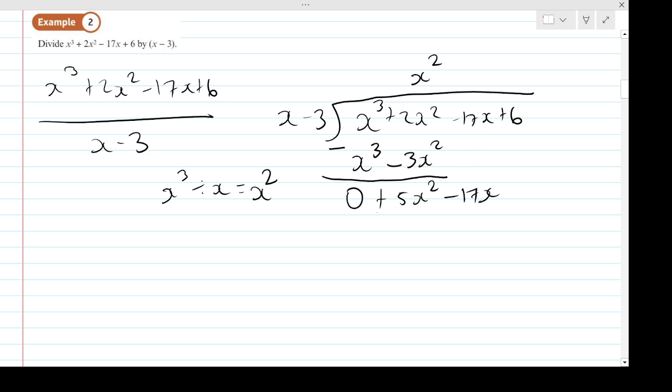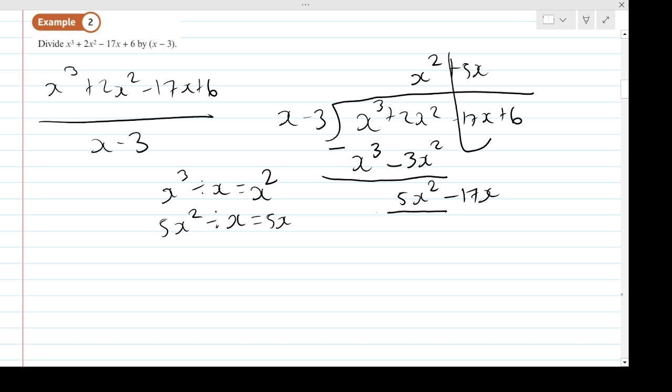And then we literally just repeat the method, right? So what we're going to do is, the highest power now, you should always have a 0 at that point there. So the new highest term would be 5x squared, okay? So then I'm going to do 5x squared divided by the highest power here again, which would be x. 5x squared divided by x will be 5x, okay? And then I'm going to write that up there.